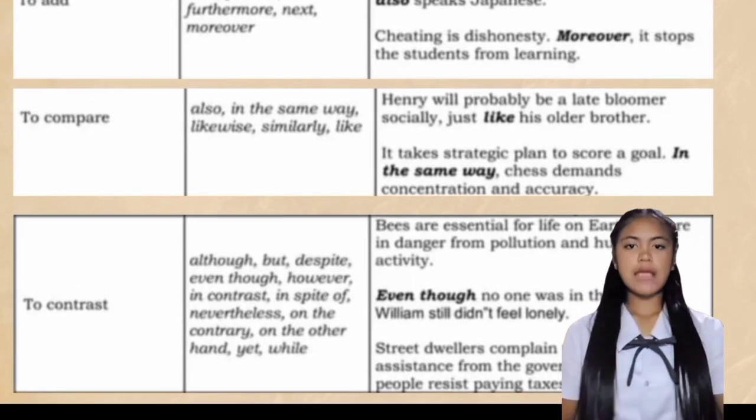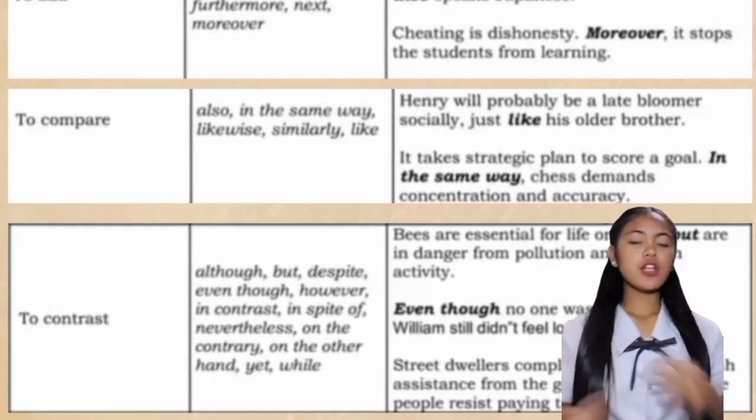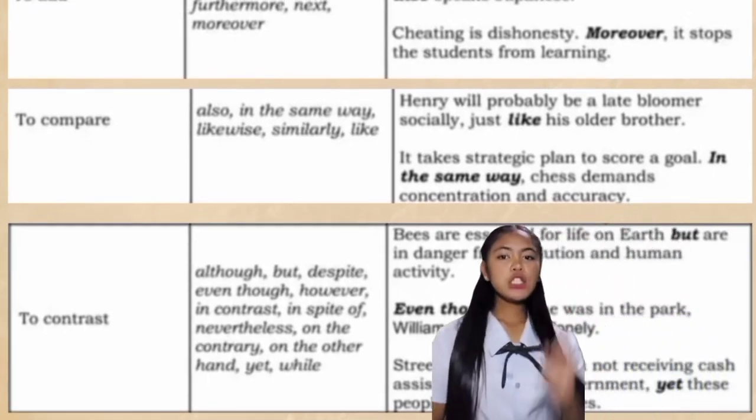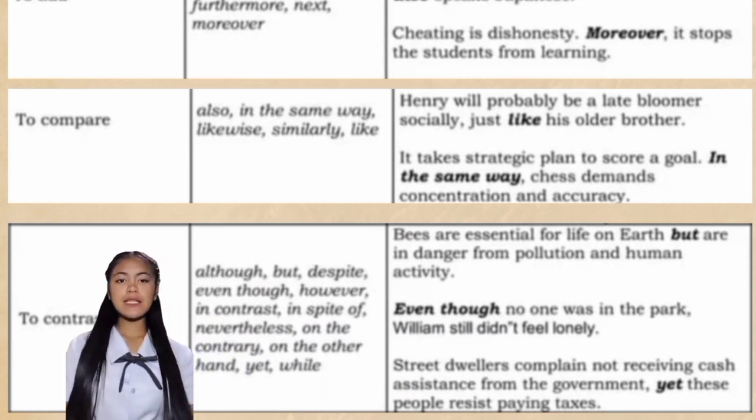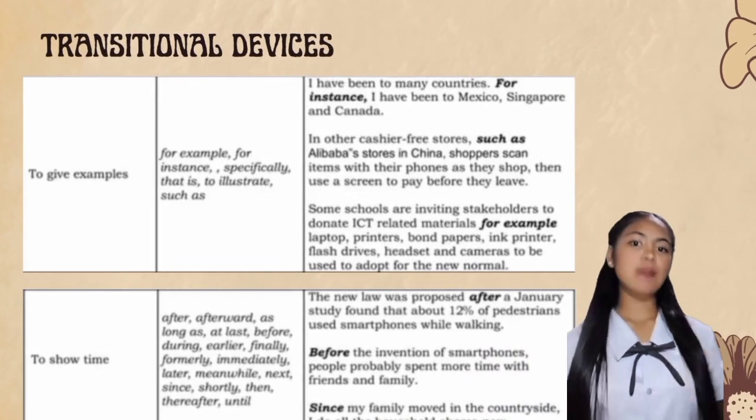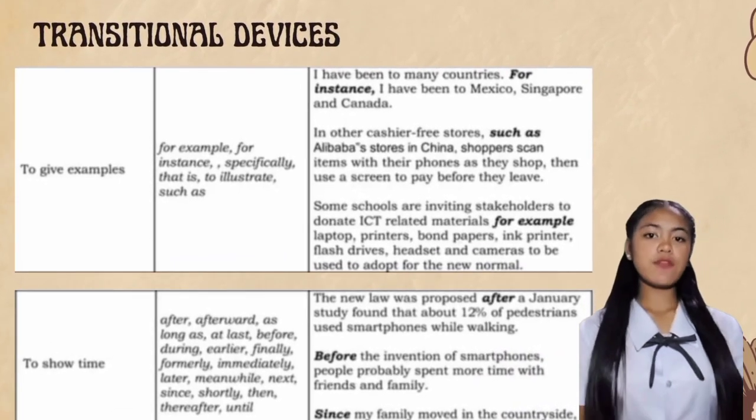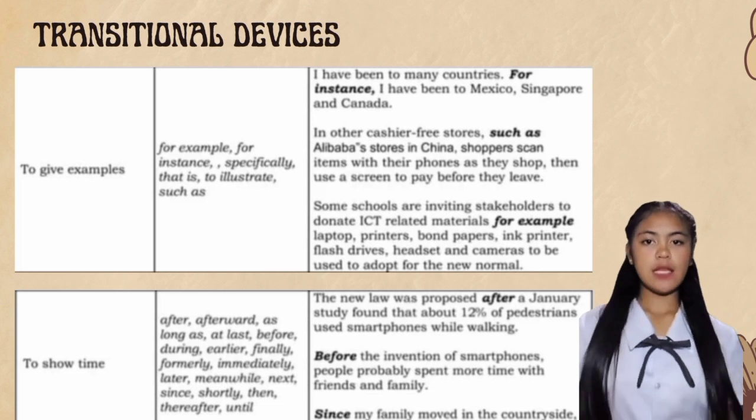Third is to contrast. The examples of to contrast are however, on the other hand, conversely, and so on. You can use these devices to show the difference between ideas. Fourth, to give examples. The examples of to give examples are for example, for instance, such as, and so on. You can use these devices to provide examples or evidence.